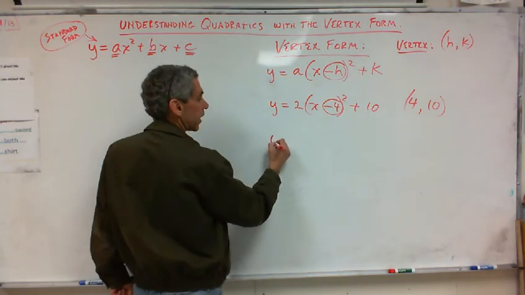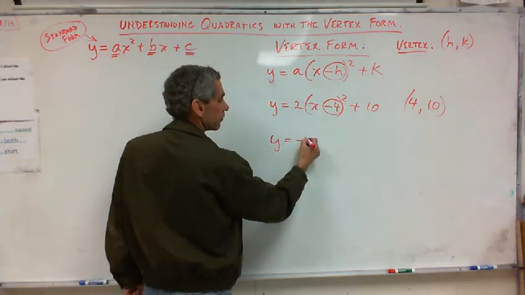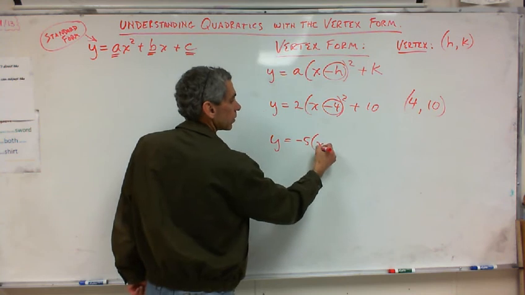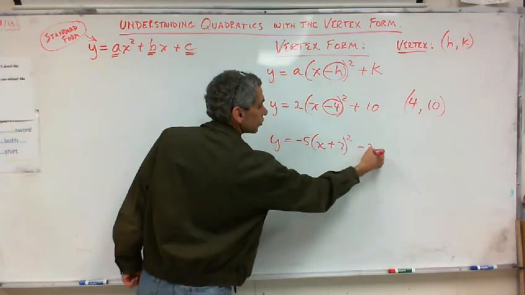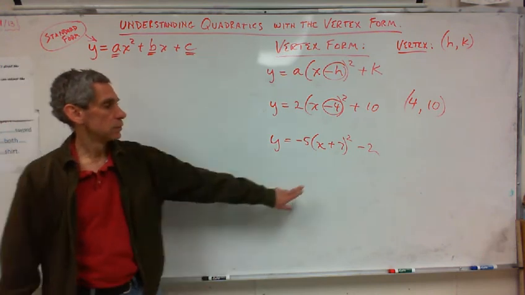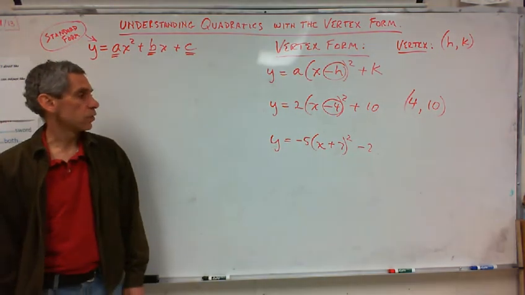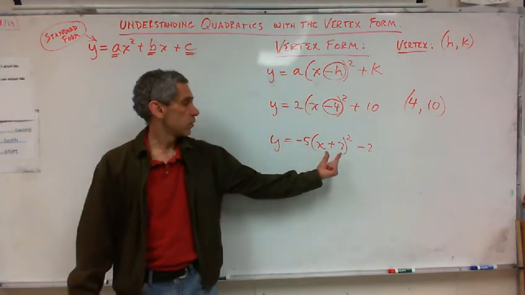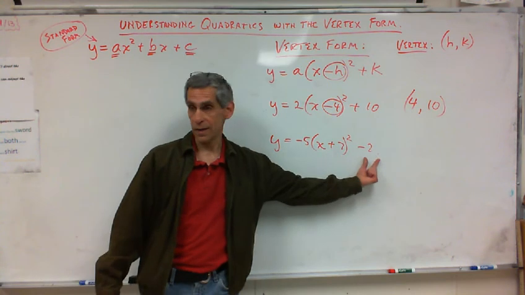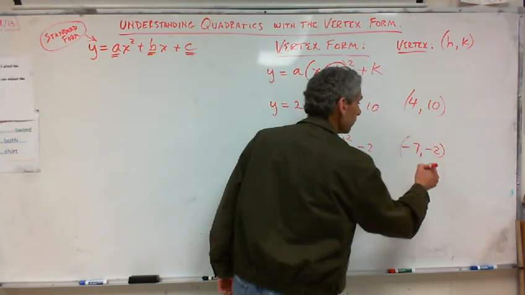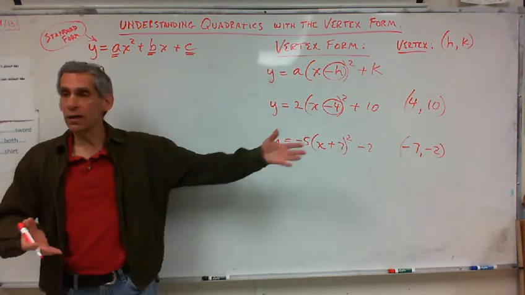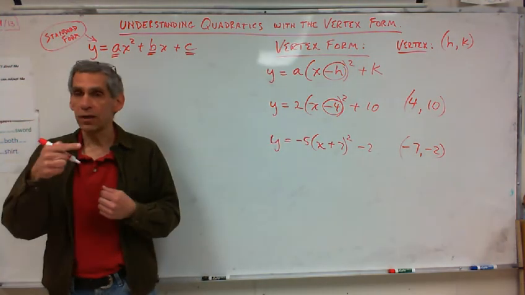So what about this one? Y is equal to negative 5x plus 7 squared minus 2. What would be the vertex there? It's going to be negative 7 comma negative 2, right? So negative 7 comma negative 2. That's fabulous. That means immediately you can go and plot that vertex, right?